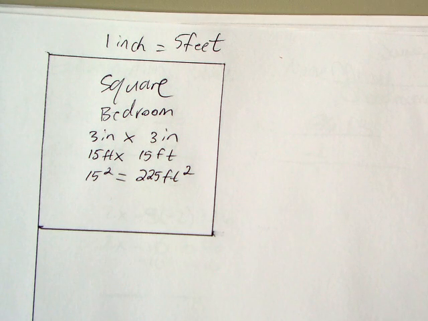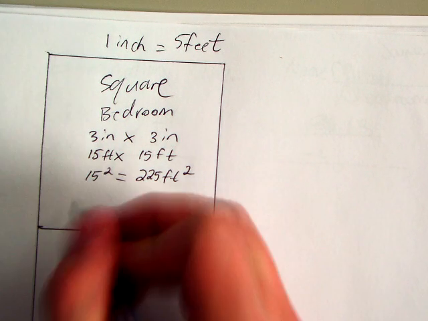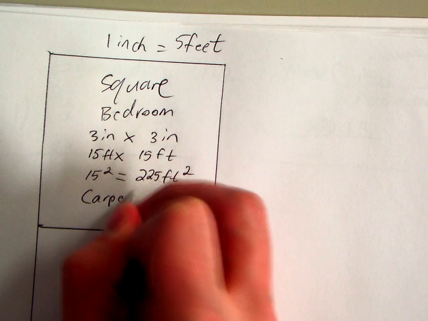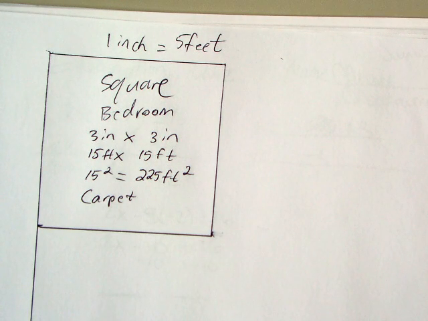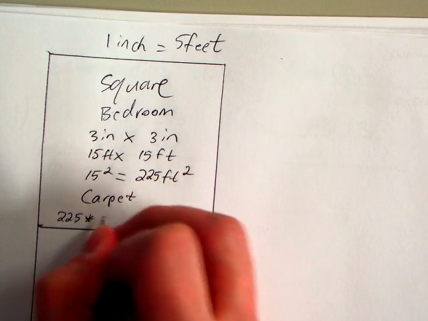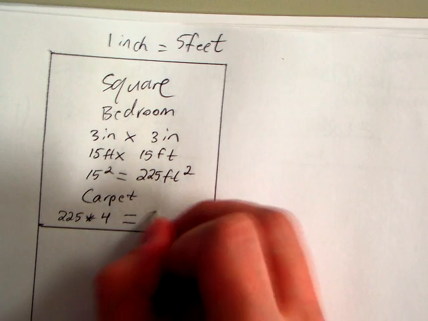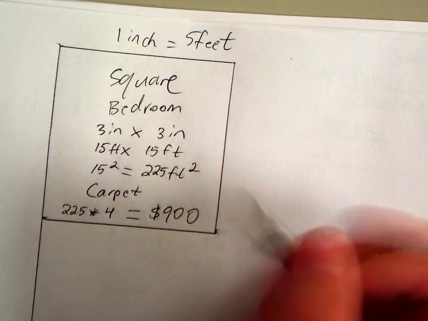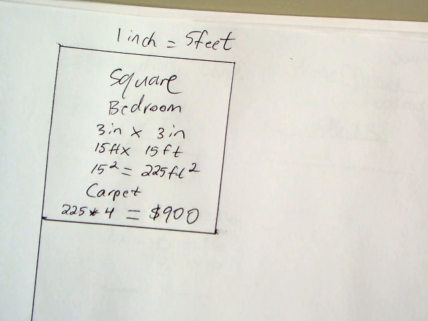Let's say that we want to choose carpet as our flooring. We have to indicate so. And carpet is $4 a square foot. So we'll take 225 times 4, and we'll get $900 to put carpet in this square bedroom that has an area of 225 feet squared.